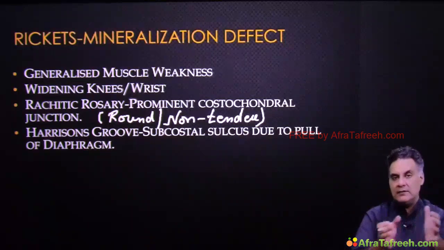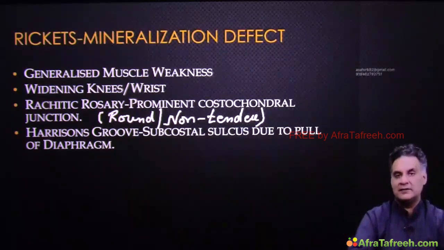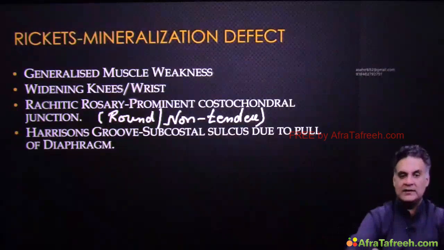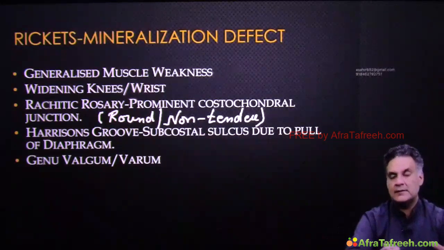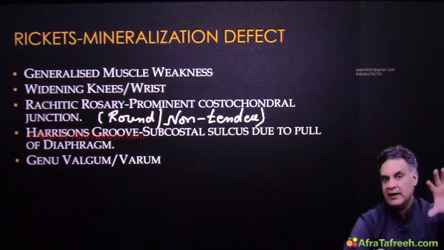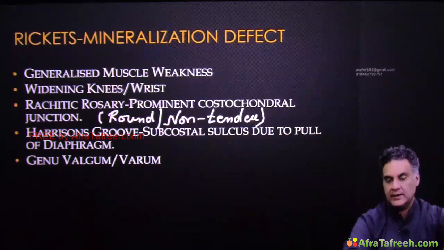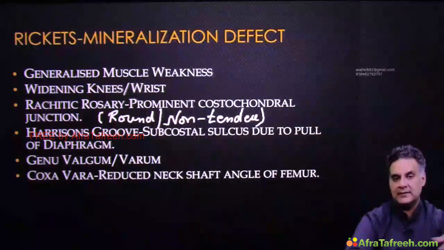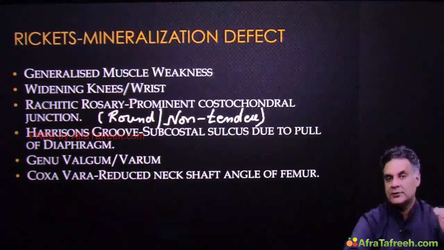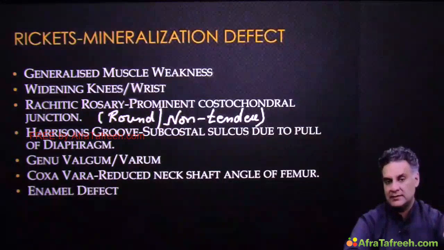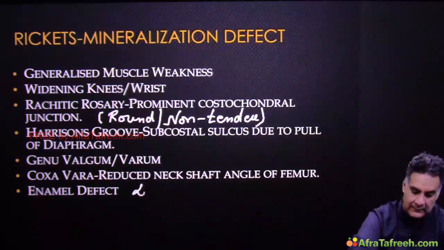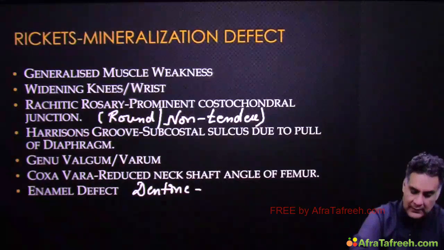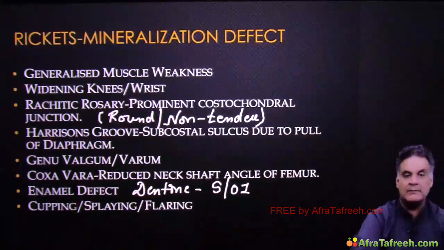Bones are weak and muscles are weak, but bones are weaker than the muscles, so there is drawing in of the bones. Genu valgum or varum: valgum in an adult is usually RA, varum in an adult usually OA. But in rickets, in a child, either valgum or varum can occur. There is coxa vara, a reduced neck-shaft angle of the femur. There is a defect in the enamel of the tooth. The enamel defect is rickets. The dentine defect is in scurvy or osteogenesis imperfecta.